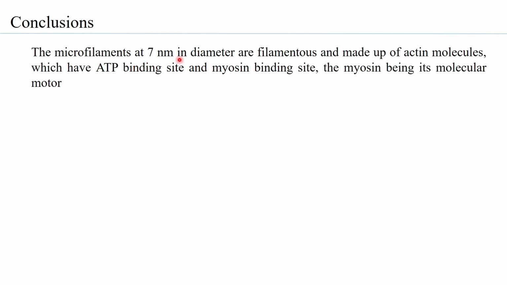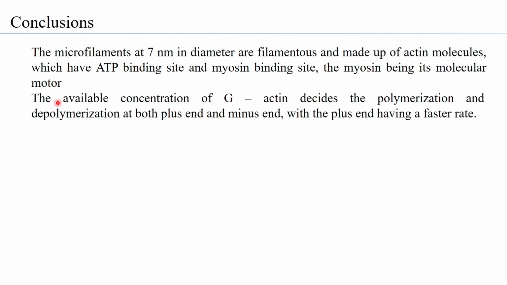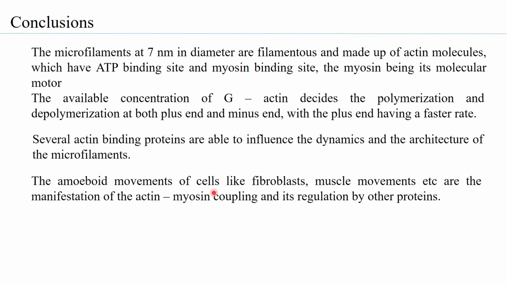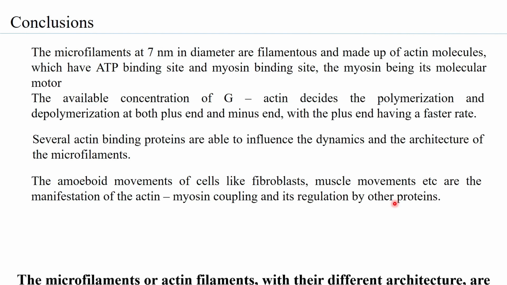The microfilaments at 7 nanometers in diameter are filamentous and made up of actin molecules which have an ATP binding site and a myosin binding site, the myosin being its molecular motor. The available concentration of G-actin decides the polymerization and depolymerization at both the plus end and the minus end, with the plus end having a faster rate. Several actin binding proteins are able to influence the dynamics and the architecture of the microfilaments. The amoeboid movements of cells like the fibroblast, muscle movements, etc., are the manifestation of the actin myosin coupling and its regulation by other proteins.